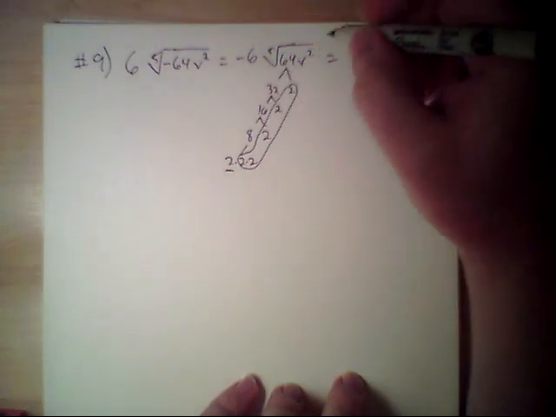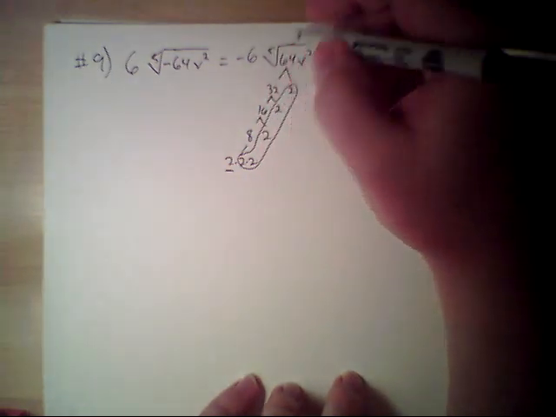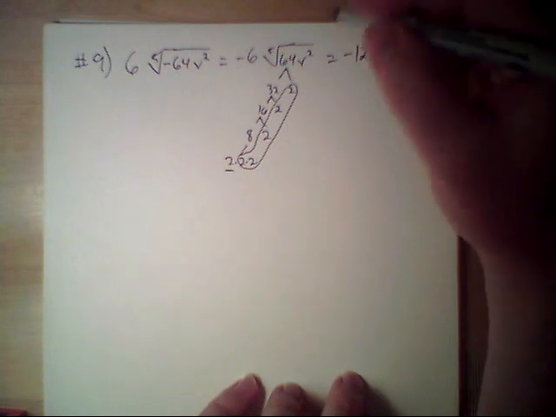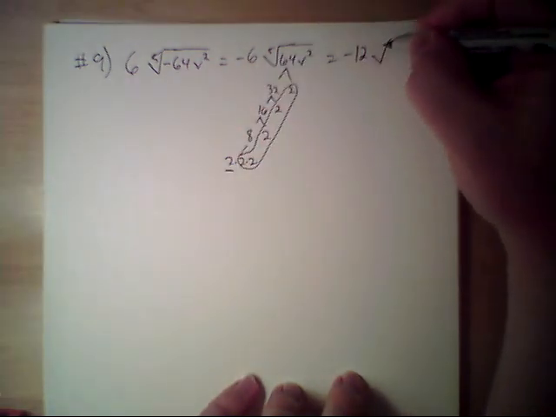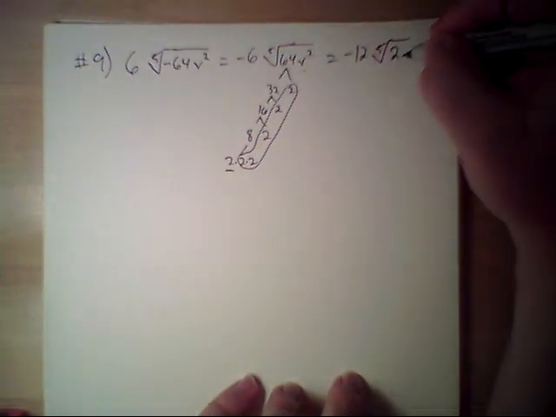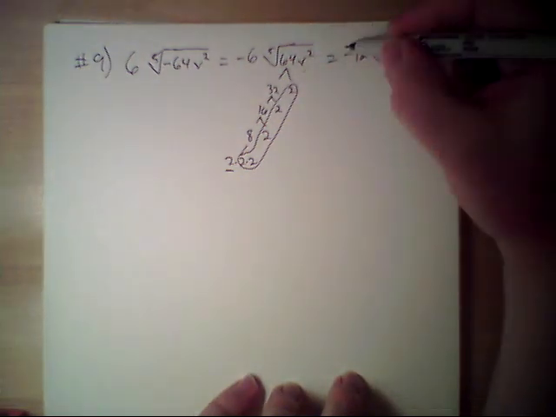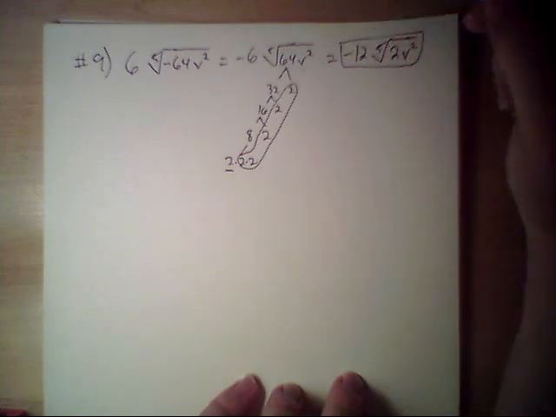So it's going to end up being -6 times this 2, which is -12, times the 5th root of 2, and then we have that v squared. Don't forget about that v squared. And there is our answer.